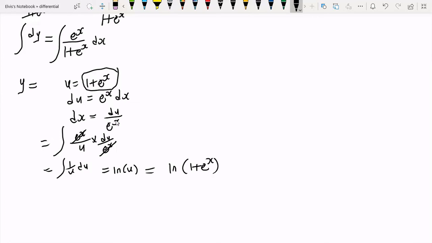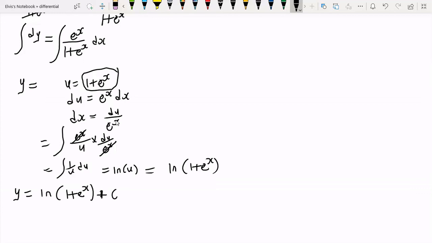Now we are going to write this as, on the left side we have y, so y is equal to, on the right side, ln of 1 plus e raised to the power of s. Guys, don't forget to include your constant c. So we're also going to introduce the constant c on the right side. So this is plus c.